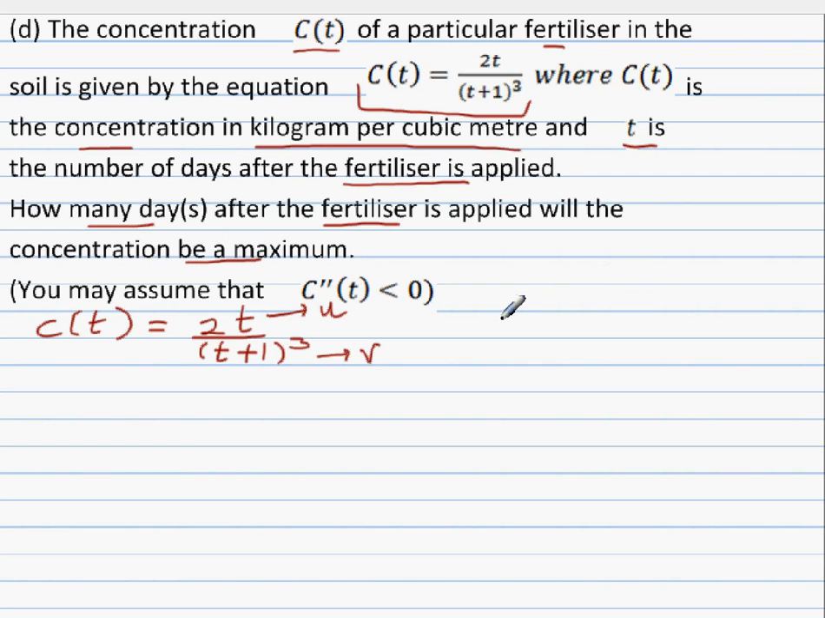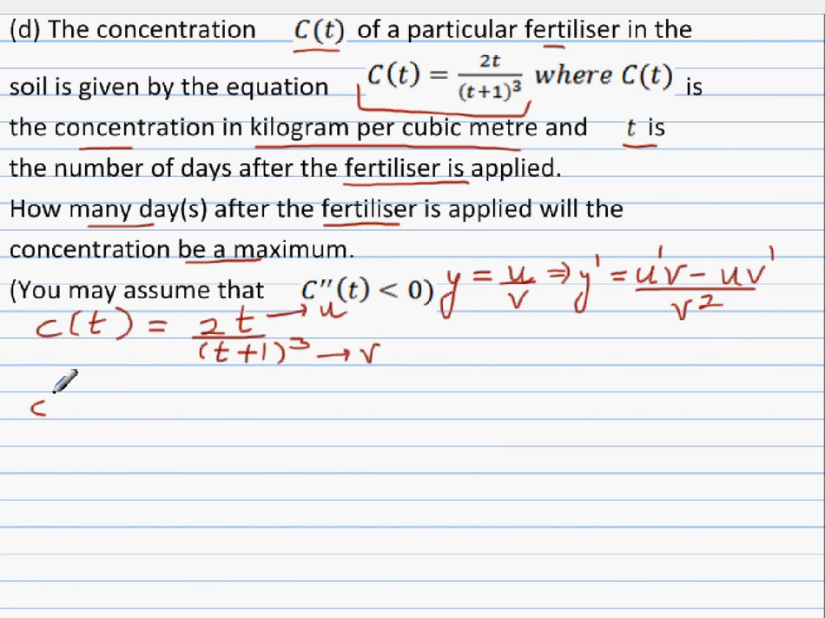So here this is a question of differentiation or maximization, so we have to differentiate it. Let me write the quotient rule. If y is equal to u over v, this implies y dash is u dash times v minus u times v dash, divided by v squared. So let's apply that formula here.